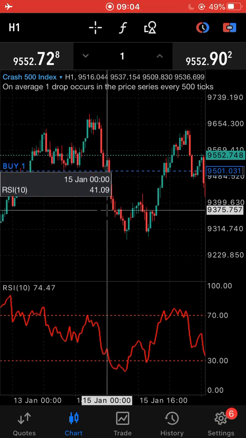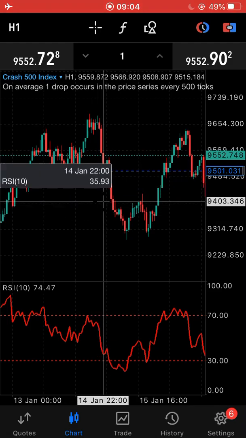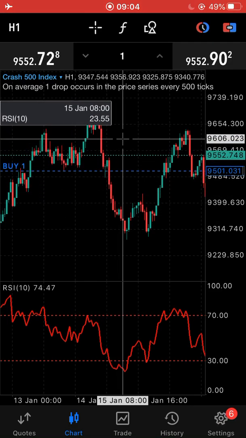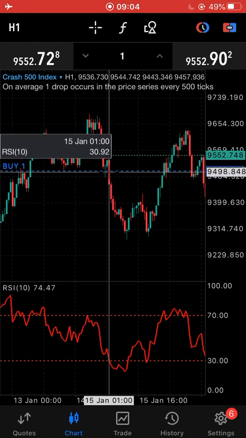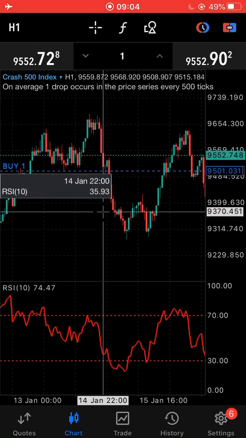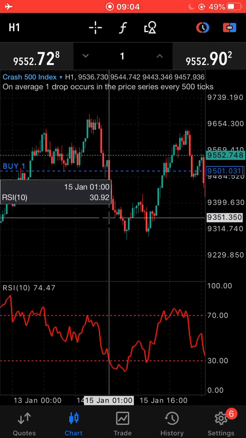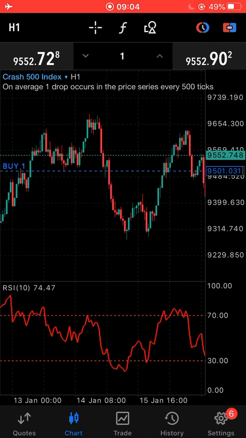Okay, so guys, as you can see, the market touched the 70 level. And then after touching, the market touched the 30 level. After touching the 30 level, the market still continued towards the downside. Yeah, why or how did I come up with this kind of idea?